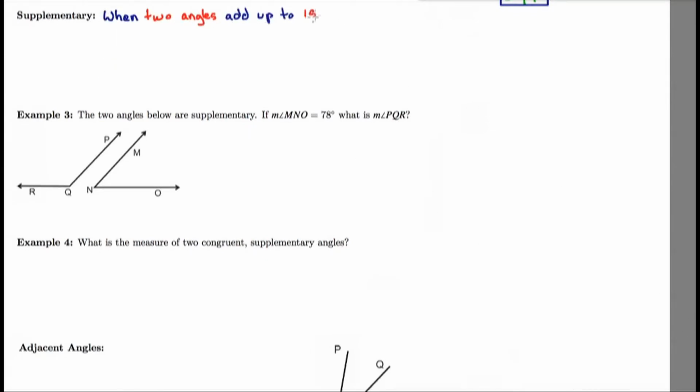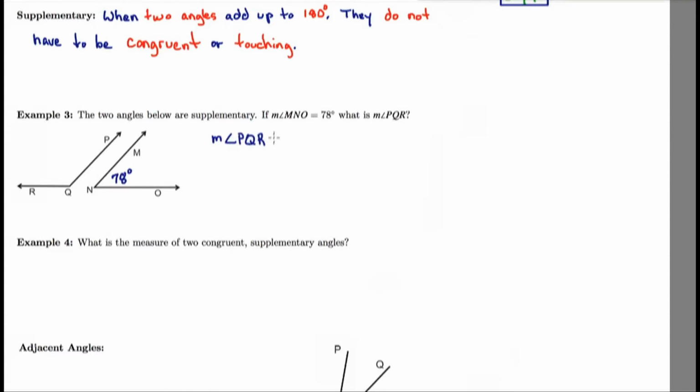When two angles add up to 180 degrees. Now, just like complementary, they do not have to be congruent or touching each other. They don't have to be adjacent to each other. So in example 3, I know that angle MNO is 78 degrees. So that must mean that angle PQR plus 78 is 180 if they're both supplementary, which is given in the problem. Can subtract 78 to both sides, and the measure of angle PQR is 102 degrees.